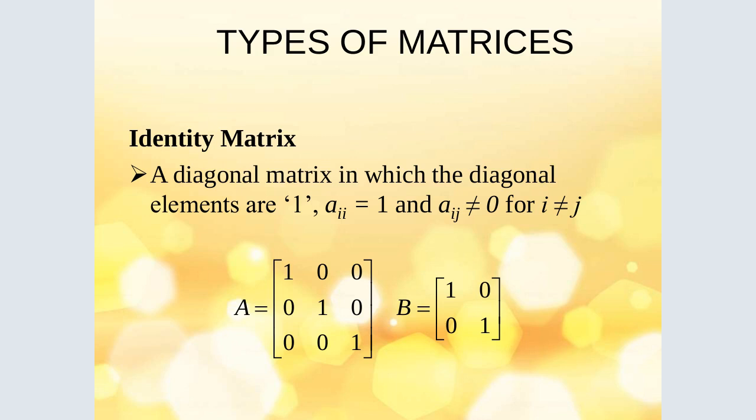These are the types of identity matrix. An identity matrix has a determinant of 1, and it has the element 1 in its principal diagonal, while the other elements are 0. So for a 3 by 3, this is an identity matrix, 1, 1, 1, and the other elements are 0. Then for a 2 by 2 matrix, it is 1, 1, and the other elements are 0.